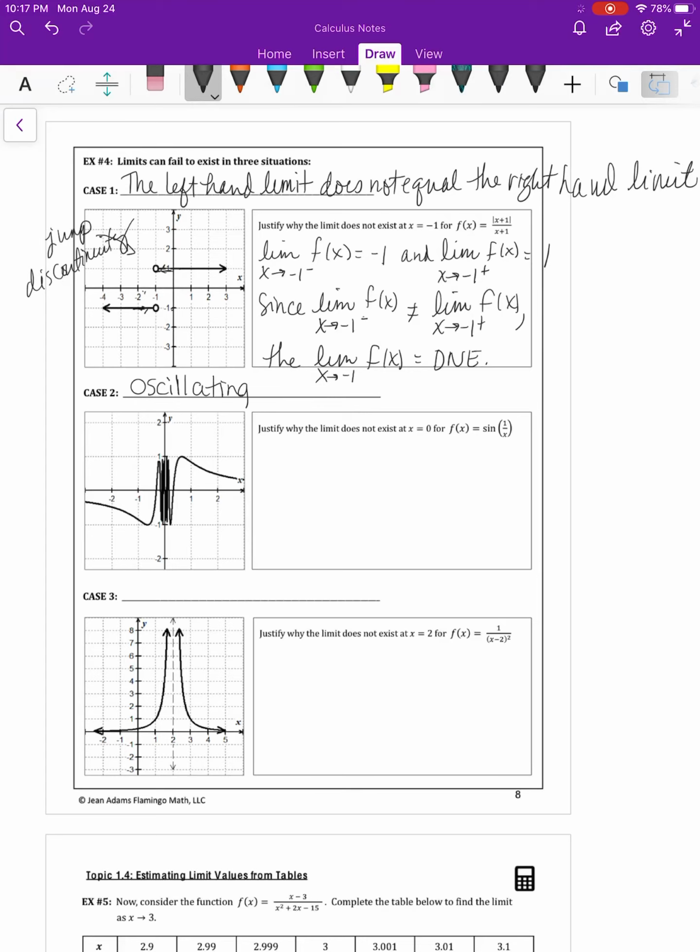Oscillating behavior. Okay, so justify why the limit does not exist at x equals 0 for f of x equals the sine of 1 over x. So we're going to say by inspection, meaning you put it in your calculator and you see this oscillating type thing right here. So by inspection, look at x equals 0.1.